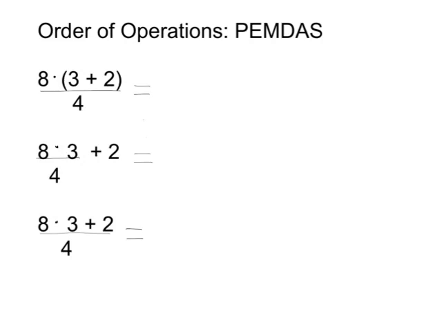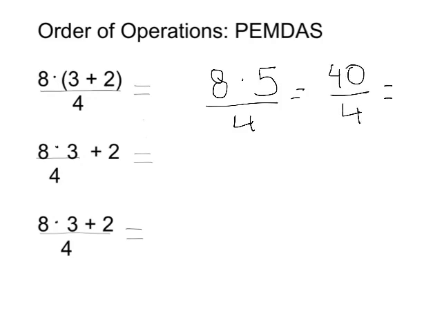So to start off on this first one, my order of operation is I have a parentheses, and I have to take care of what's inside the parentheses first. So that gives me 5. So now I have 8 times 5 over 4, and that equals 40 over 4, which gets me 10.